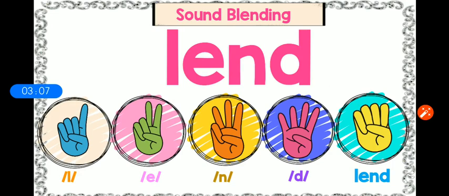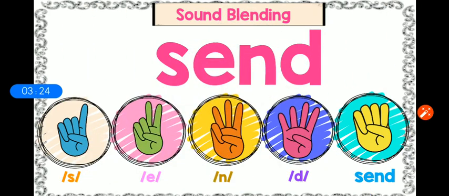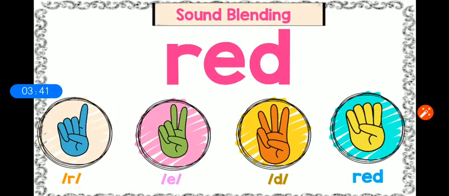Now let's sound and blend. D, blend. Let's take it again. D, blend. Did you make a fist? Beautiful. Now, another word again. D, send. D, send. Always make a fist.